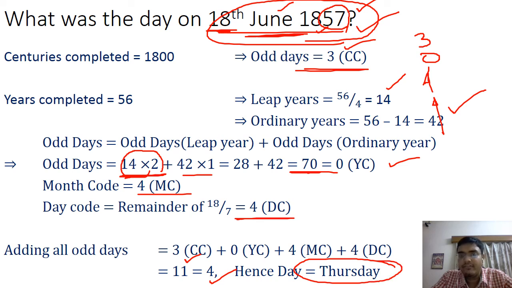So if you have ample amount of practice, and by ample amount what I mean is around 10 to 12 questions, you'll just need to calculate these 4 things. And these 4 things do not require more than 20 seconds, 5 seconds each if you perfectly know them. So within 20 seconds you can give out the answer.